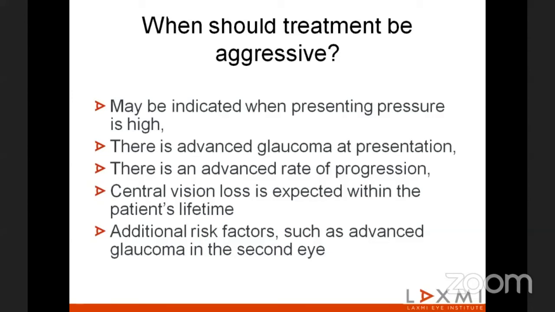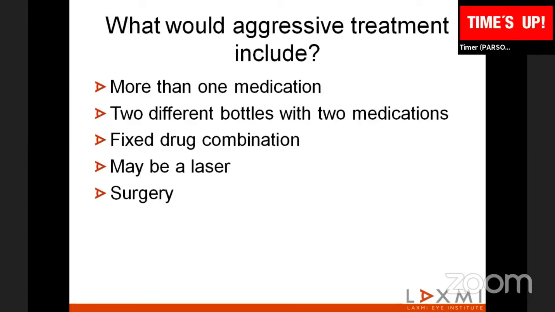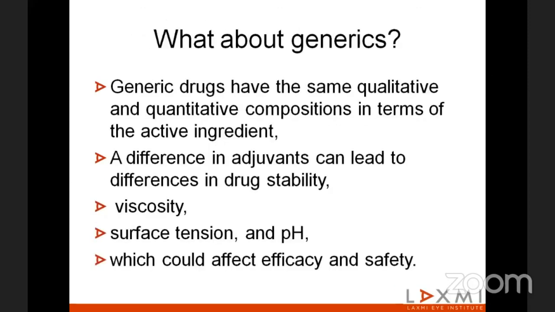Treatment should be aggressive when the presenting pressure is high, when there is advanced glaucoma presentation, when there is a faster rate of progression, when the central vision is expected to be lost in the patient's lifetime, and if there are additional factors. So then you will have to use more than one medication, 2 different bottles, fixed drug combinations, or a laser or surgery. And what about generics?